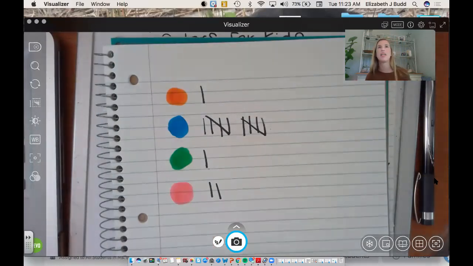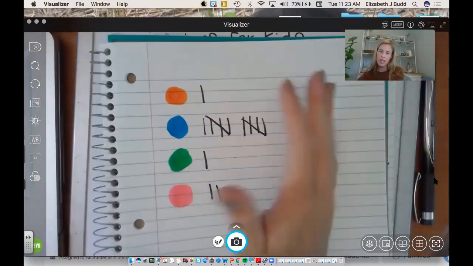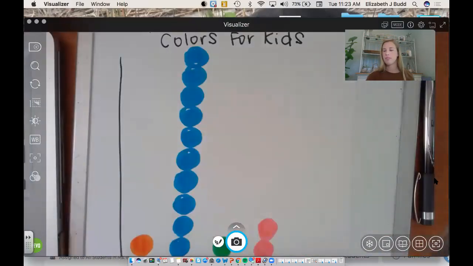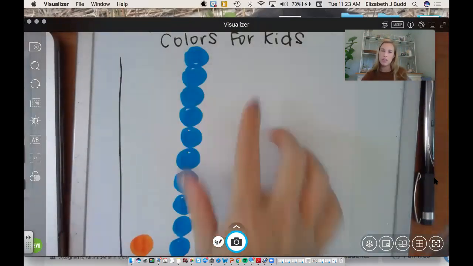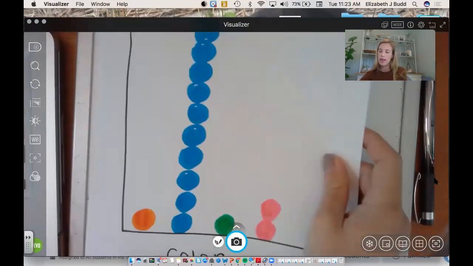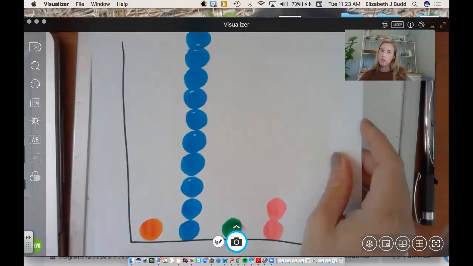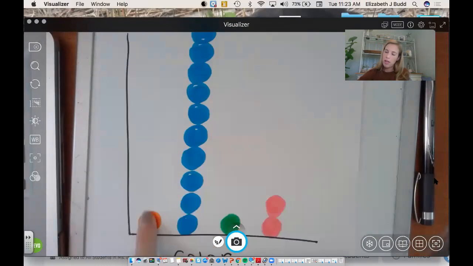So I put those tally marks here and collected the data. Before we ever create a graph, the first thing you have to do is collect data to put on the graph. Otherwise, you have nothing to put on the graph. So this is our data that we're going to be using today. Now, I took this data and I created a graph with it. We put a title on the graph. Elizabeth came up with the title, Colors for Kids.